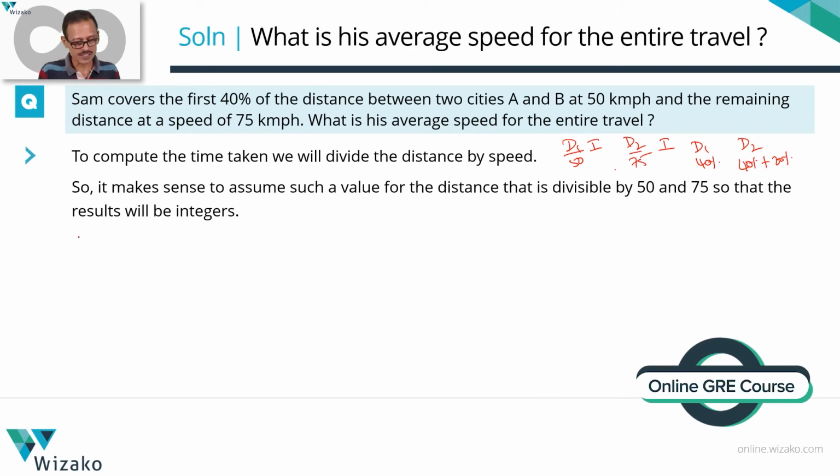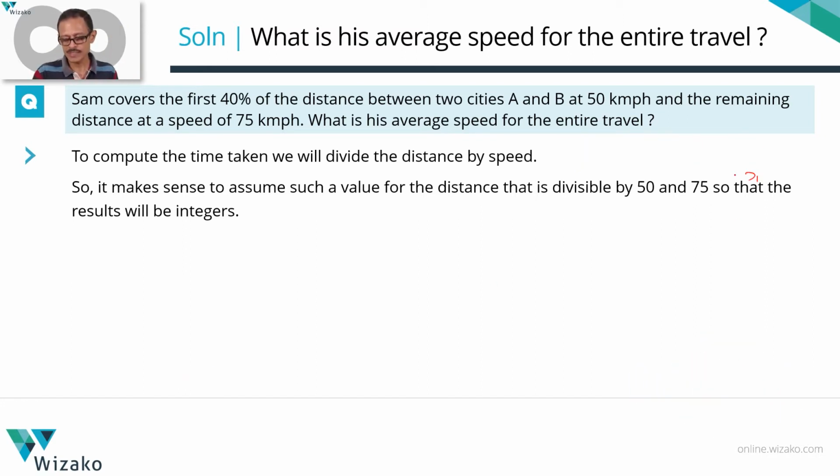So I'm going to pick a number for d1, this first part, which is divisible by both 50 and 75. d2 will certainly be divisible, because d2 is a little more than d1. If this is d1, d2 is going to be d1 plus half of d1. 40% of the distance is d1. 60% of the distance is nothing but 40 plus 20, so this extra part is half of d1. So let's pick d1 to be a number which is divisible by both 50 and 75.